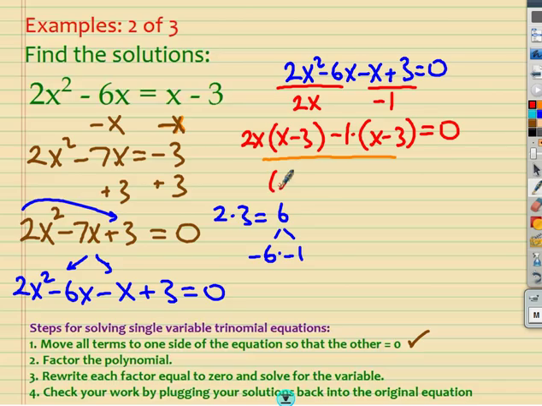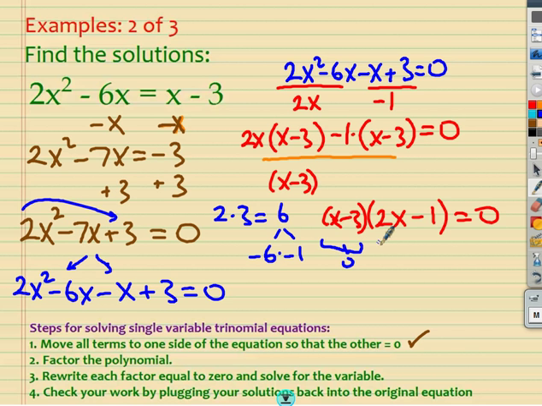If I factor out the common binomial, we will have x minus 3 factored out and 2x left from the first one, minus 1 left from the second one. According to the zero product property, either the first group is equal to 0 or the second multiplication factor is equal to 0. If we write x minus 3 equal to 0, then x must be equal to 3.